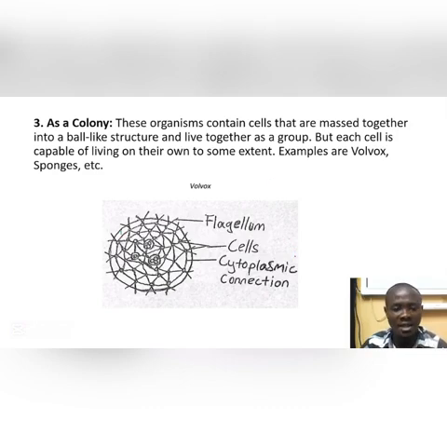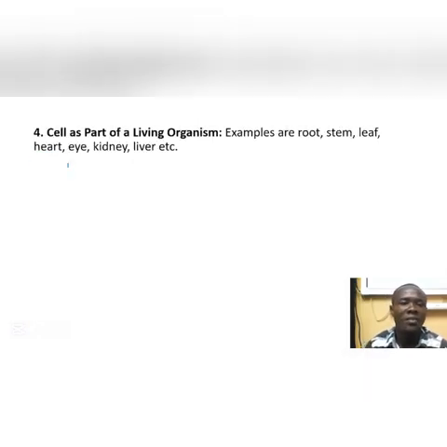Some of these cells will be responsible for reproduction, some for movement, some for excretion, and other purposes necessary for the survival of the colony. Examples of organisms that exist at the colony level are volvox and sponges. And we have the last one, cell as part of a living organism like us.